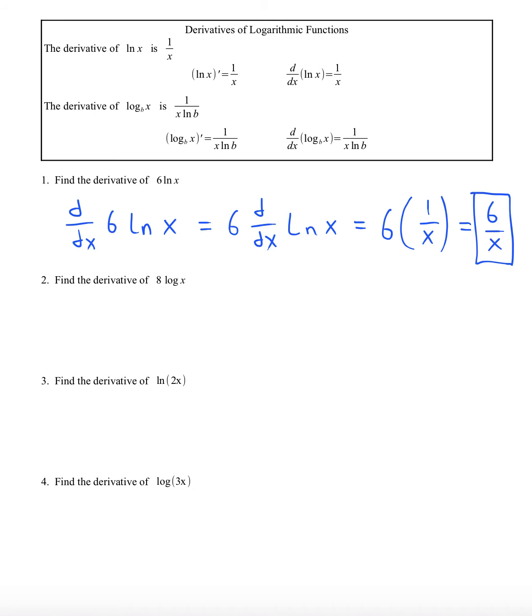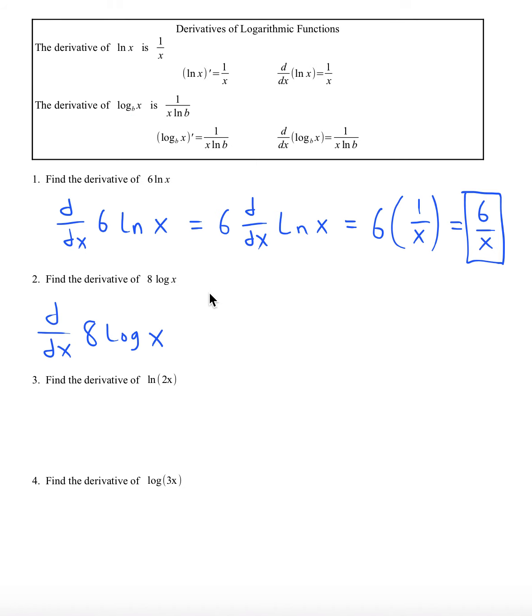So the natural log has a base of e, and the common log has a base of 10. Whenever we have a log of a base that's not e, then we want to use this rule. Okay, so I'll pull the constant out front. When we have a log whose base is not given, it's assumed to be a 10.